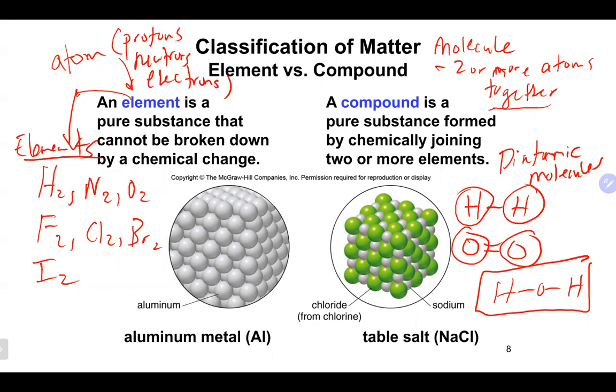So the basic definition of a molecule is two or more atoms together. And again, you can think of it like a general definition. That's all you have to meet: you've got two or more atoms. Again, they can be the same element or different elements.